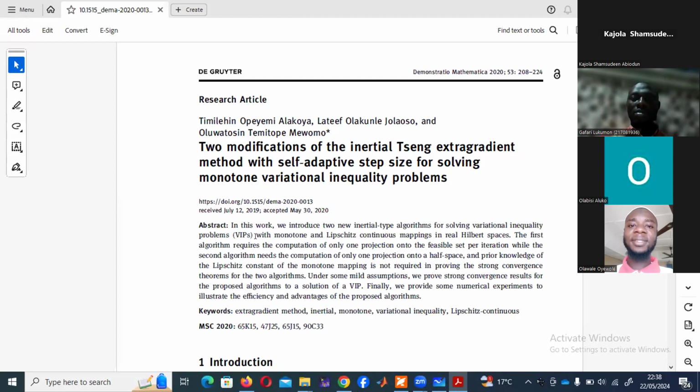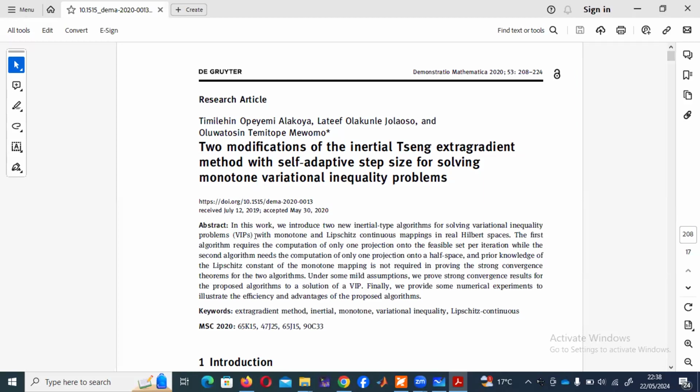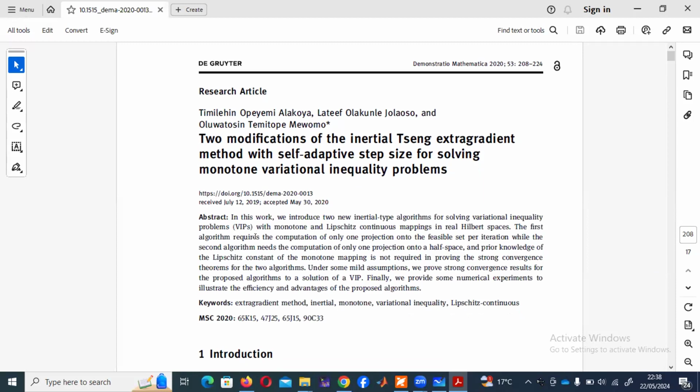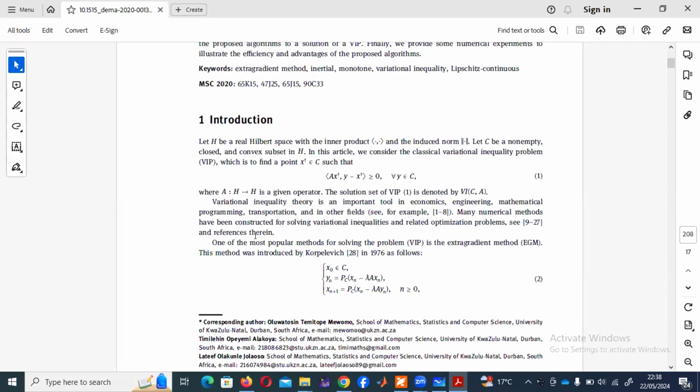Solving the VIP problem. Equation one is the equation that we are dealing with, which describes the VIP problem. Then we have so many people that have worked on this problem before, solving something like this. That is what we have in equations 2, 3, 4, 5.